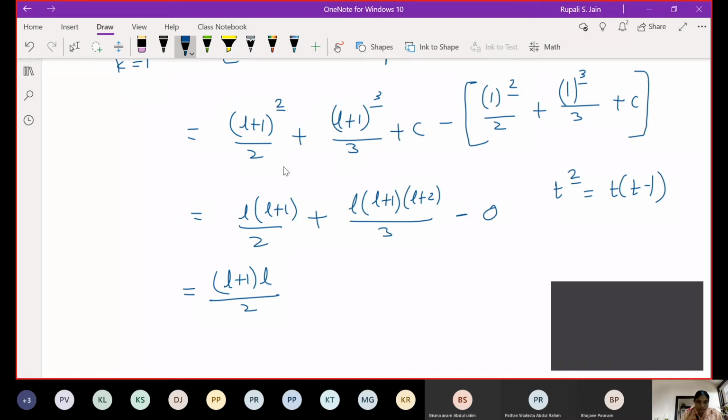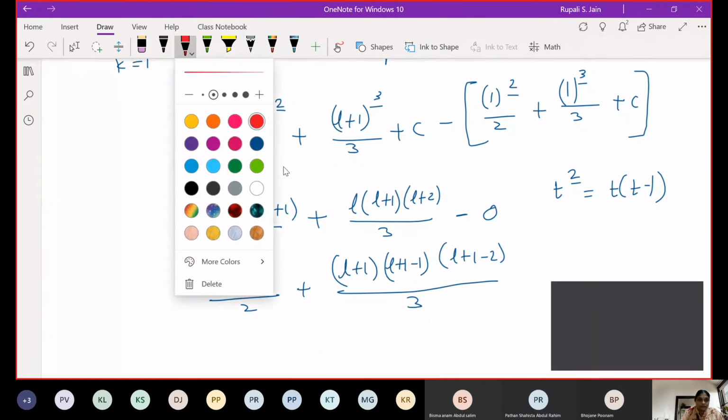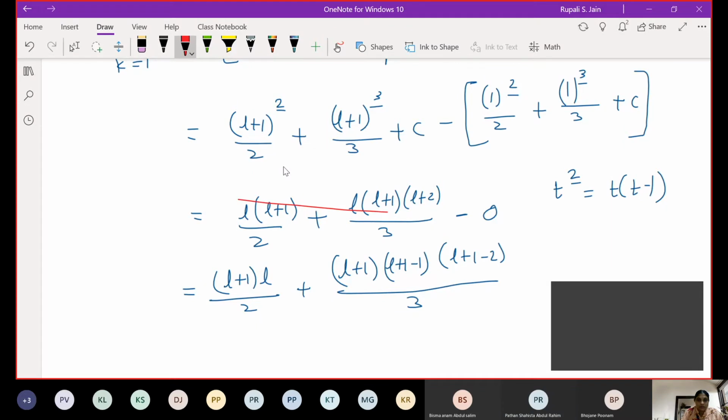So I am still getting the same, but here it will be a problem. I have to start from L plus 1, then subtract: L plus 1 minus 1, and then L plus 1 minus 2, divided by 3. Is that right? I will write this again. And minus 0.